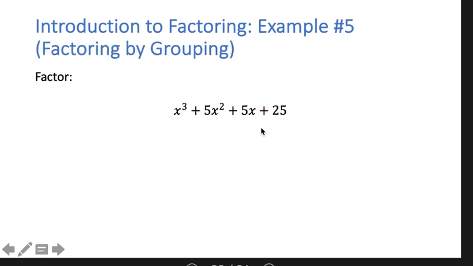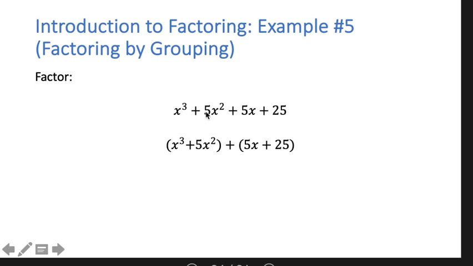Okay, so that was all leading up to this idea of factoring by grouping. A lot of times students struggle with this factoring by grouping. So check this out. We're going to factor x cubed plus 5x squared plus 5x plus 25. Notice there is no GCF. Well, actually, the GCF is 1, but there's no GCF other than 1 that we can factor out of any of these terms. So what we do is we group these terms together.